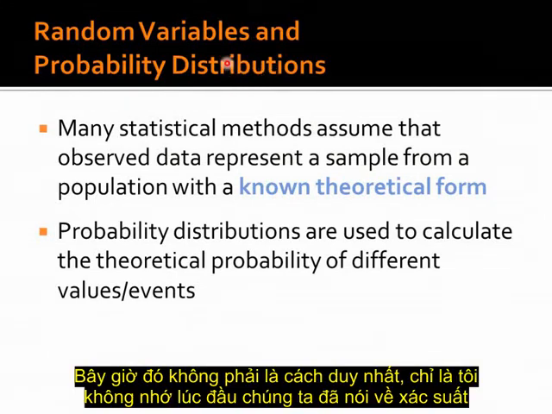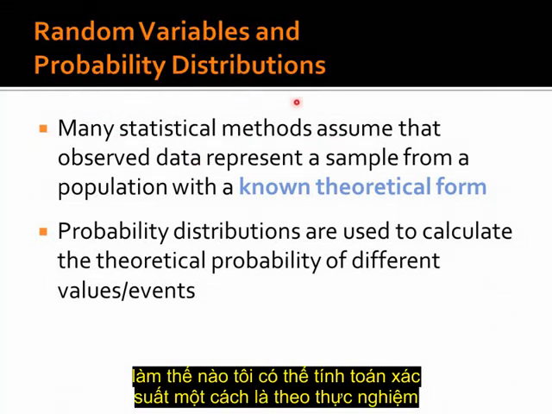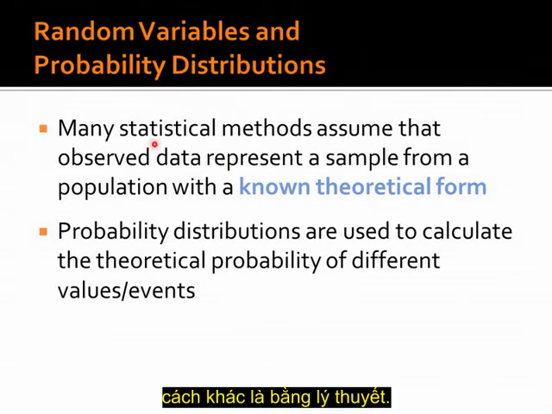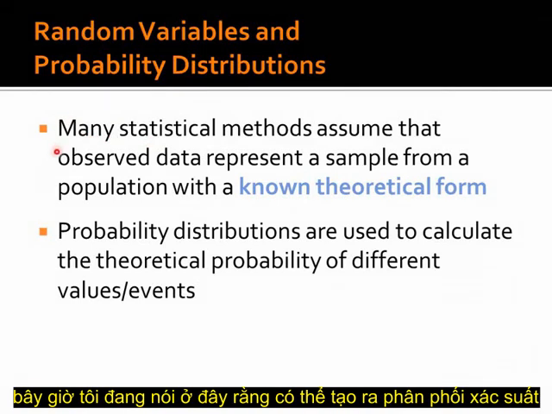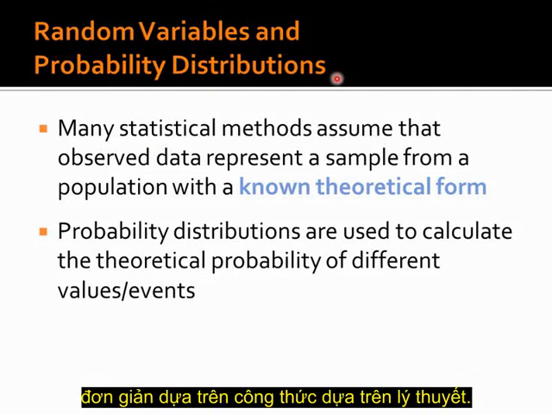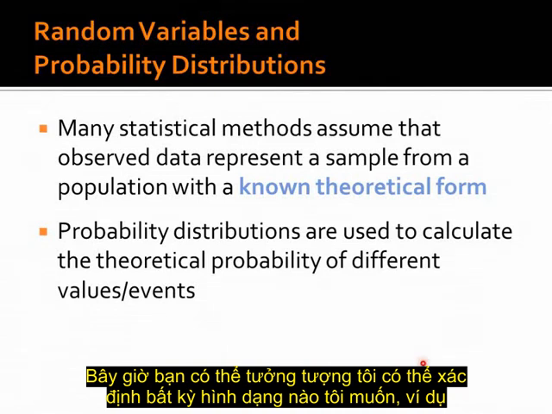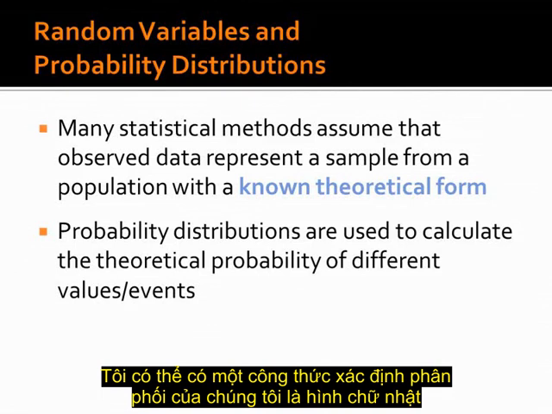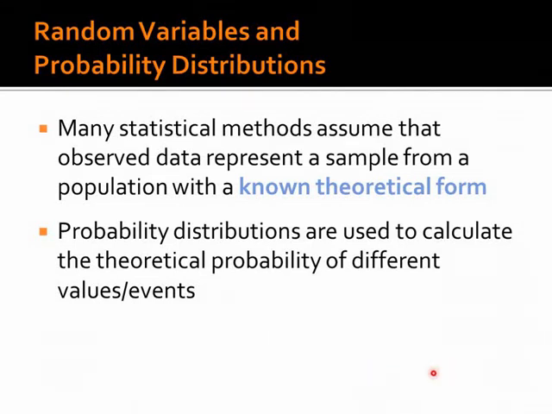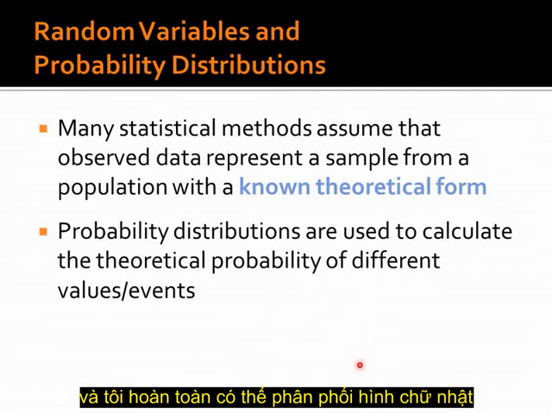Now, that's not the only way. Just like way at the beginning, remember we talked about probability. How could I calculate probability? One way is by empirical. The other way is by theoretical. So in other words, I'm saying here that it is possible to create a probability distribution that is simply based on a formula, that's based on a theory. Now, what is a distribution? Again, it is like the histogram that has a shape. As you can probably imagine, I could define any shape I wanted. For example, I could have a formula that defines a distribution that is rectangular. And voila, I could call it the rectangular distribution.